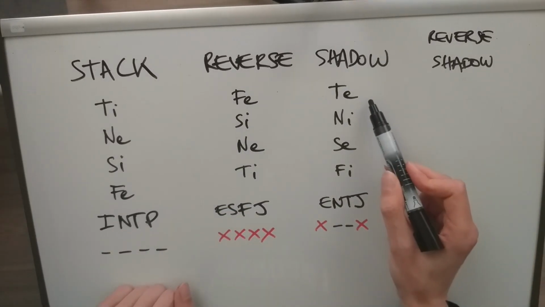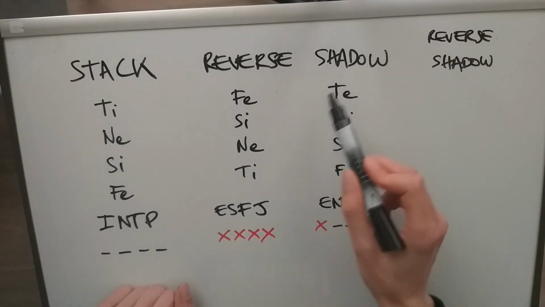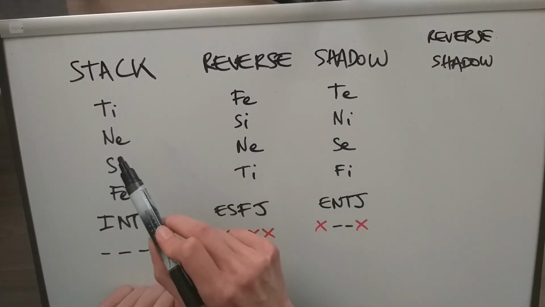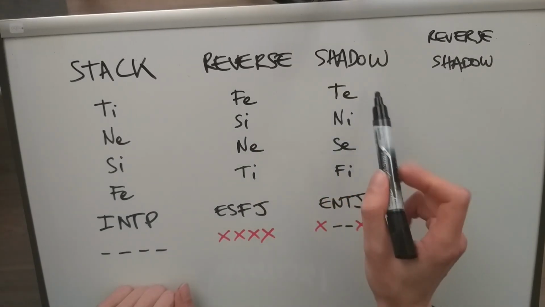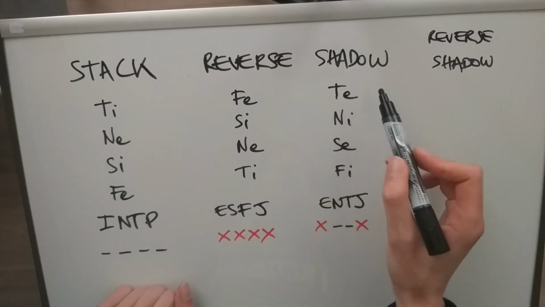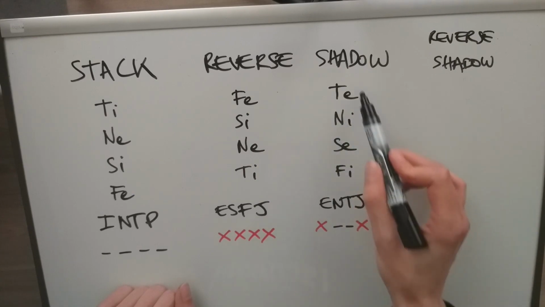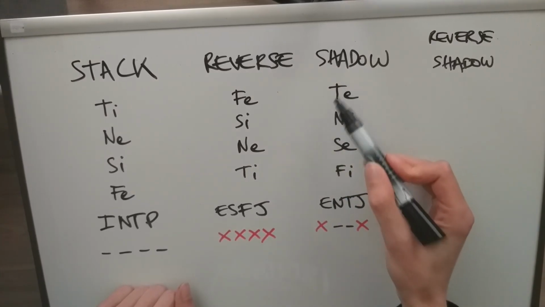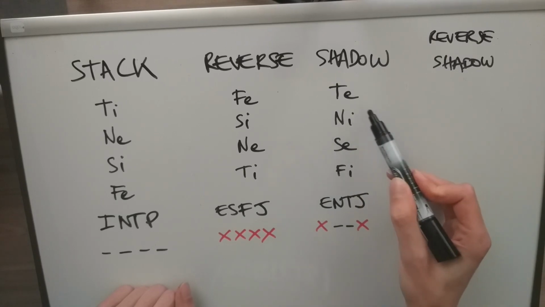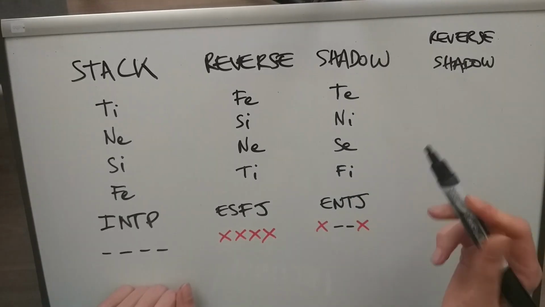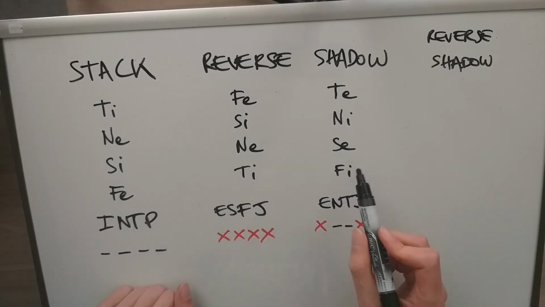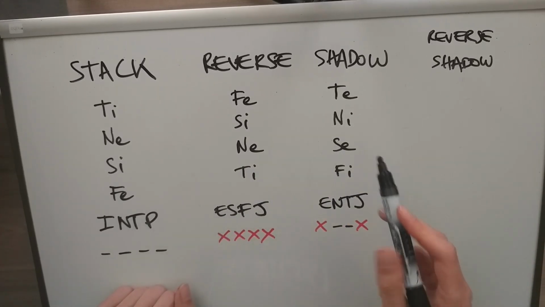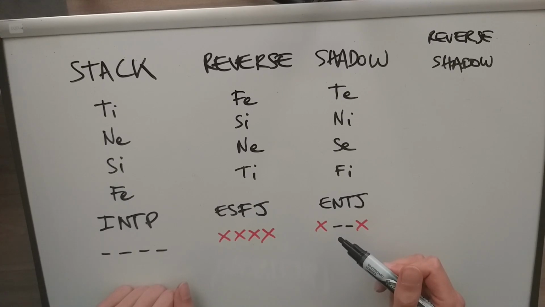Now with the shadow type, they have no function in common with you, but they do share all your same preferences, right? So they'll favor the same type of judging function, so thinking or feeling, and the same type of perceiving function in the same order. And that makes you in some ways different and in some ways quite similar. And so again, that's why it's considered to be a good compatibility.